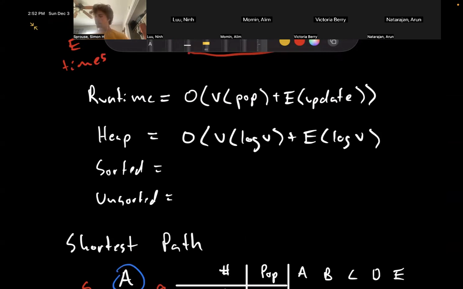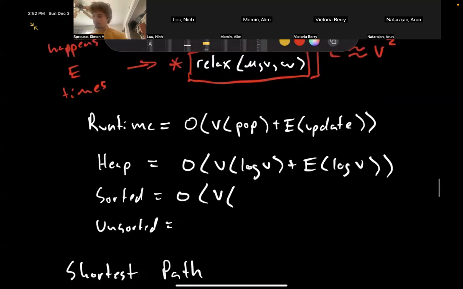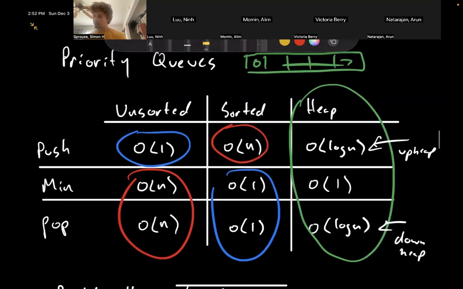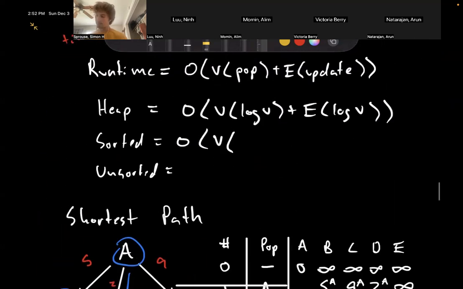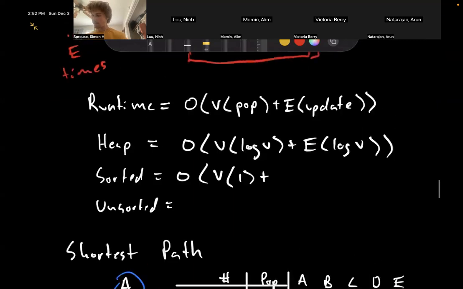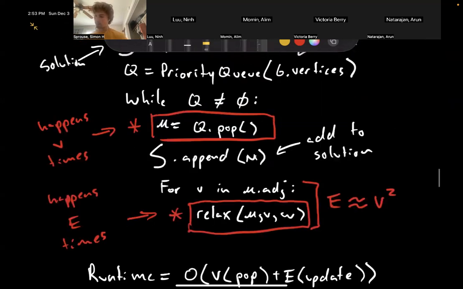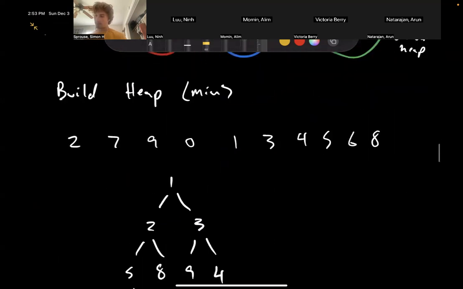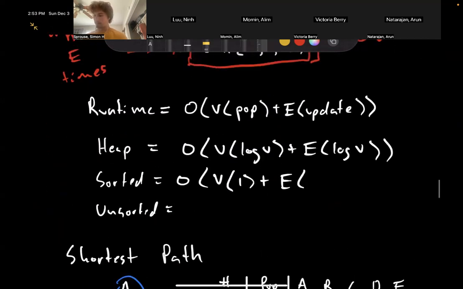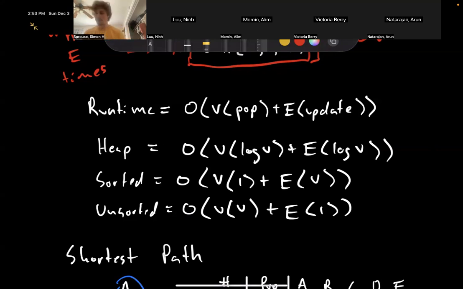And if that's confusing, go think about the section that we just talked about, come to terms with it. For a sorted priority queue, it's going to be V times pop, which, what did we say was pop for the sorted? We said the pop was 1, which I think makes sense. Plus E times the push, which, what did we say was push? We said it was O of N. Okay, well, N in this case is V. And then for the unsorted, it's going to be that, but completely backwards. So O of V times V plus E times 1. Okay, and so these are your three runtimes.